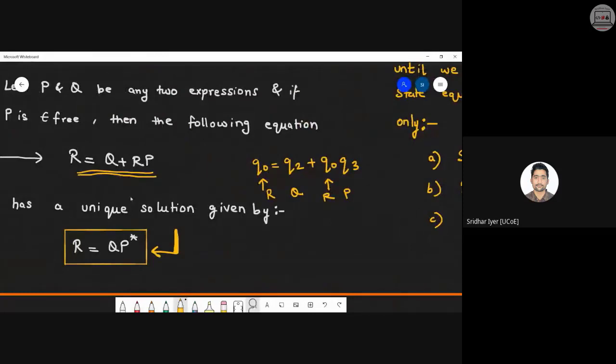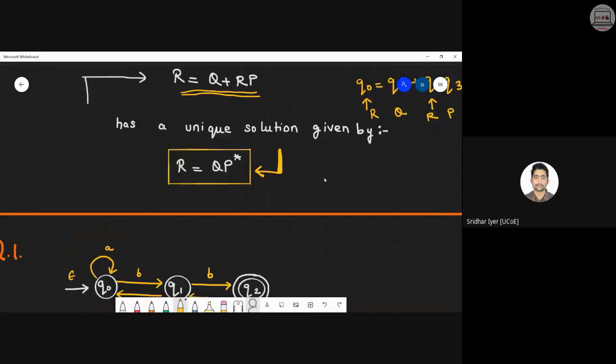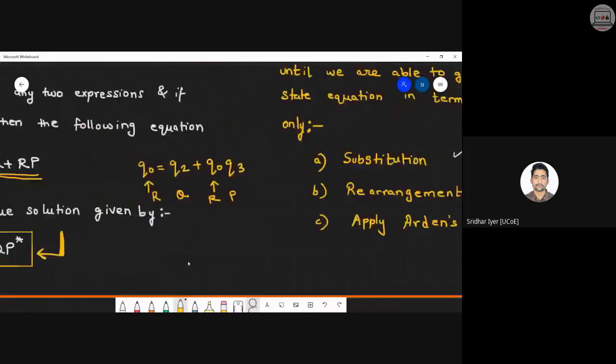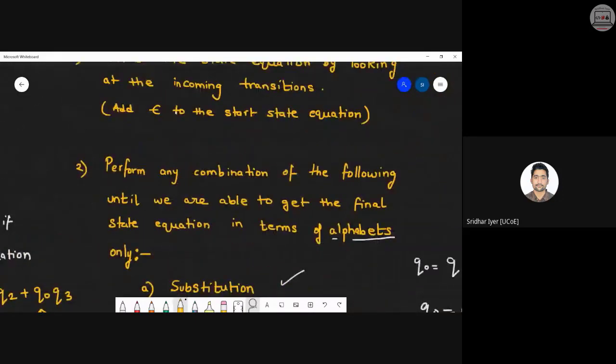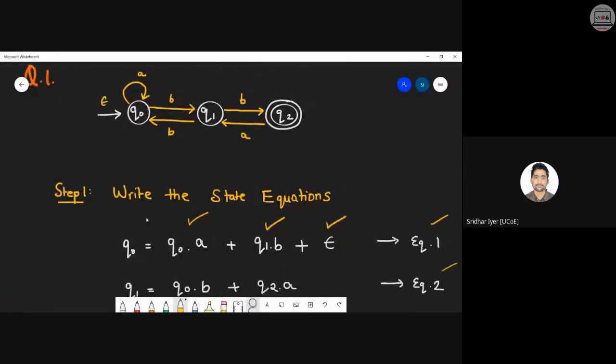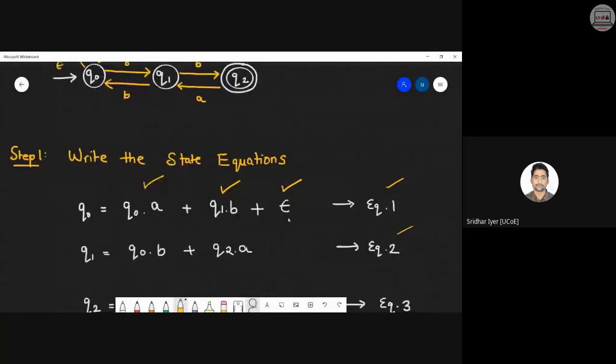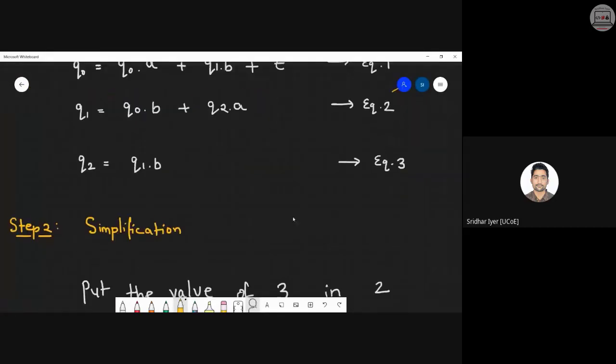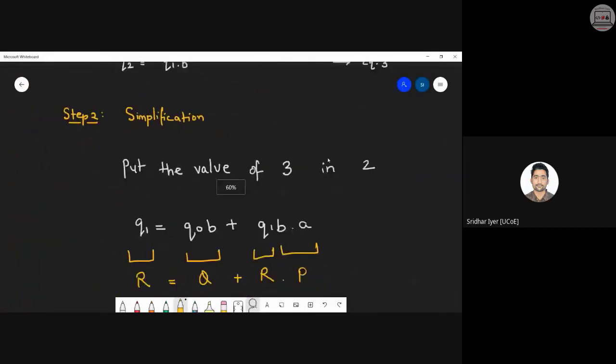Q plus RP. Harsh, we have to put the epsilon only in the start state. That is what is mentioned over here. See, add epsilon to the start state equation only. So our start state is Q0, hence we have added it over here. Clear? So let's move on with the second step, that is simplification.